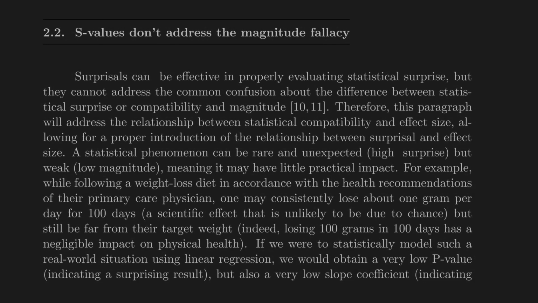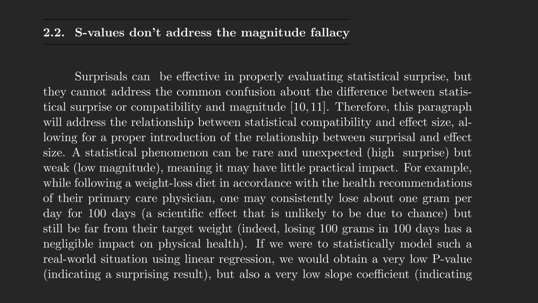The problem is that S-values can be effective in properly evaluating statistical surprise, but they cannot address the common confusion about the difference between that surprise and magnitude. As a matter of fact, a statistical phenomenon can be rare or unexpected, but weak, meaning it may have little practical impact. For example, while following a weight loss diet in accordance with the health recommendation of their primary care physician, one may consistently lose about 1 gram per day for 100 days, which is a scientific effect that is unlikely to be due to chance, but still be far from their target weight. Indeed, losing 100 grams in 100 days has a negligible impact on physical health.